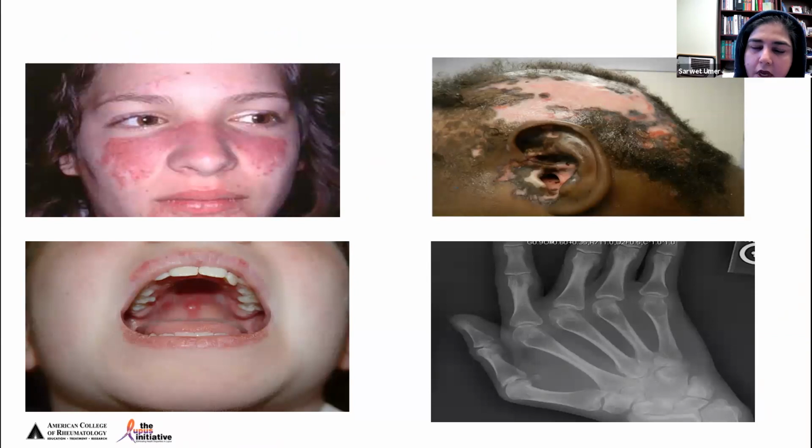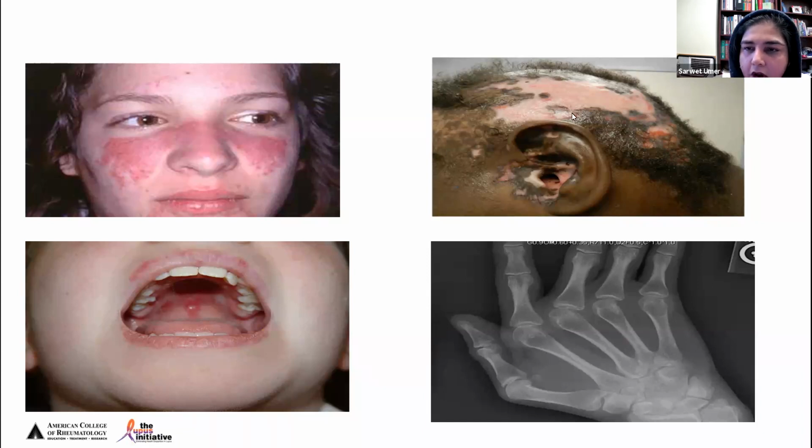Some more pictures. This is a picture of butterfly rash, and I want you to pay attention that you can easily draw a butterfly around it, and the nasolabial fold is spared. It's very important to know this is how lupus rash looks like, because there's another condition in rheumatology called dermatomyositis, which also can cause a malar rash, but that can sometimes involve the nasolabial fold.